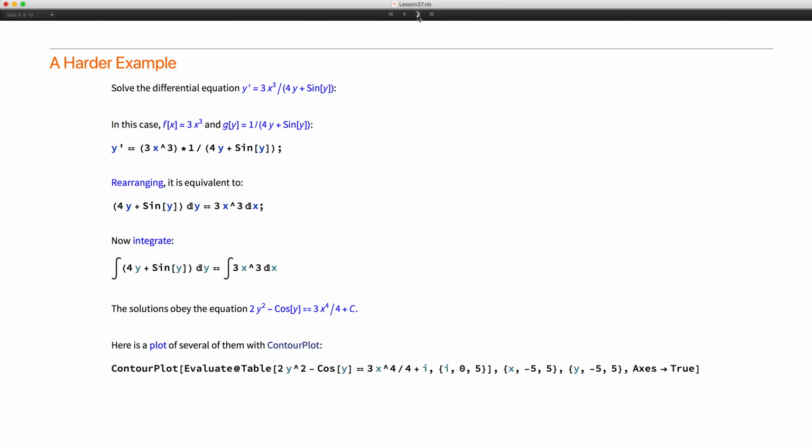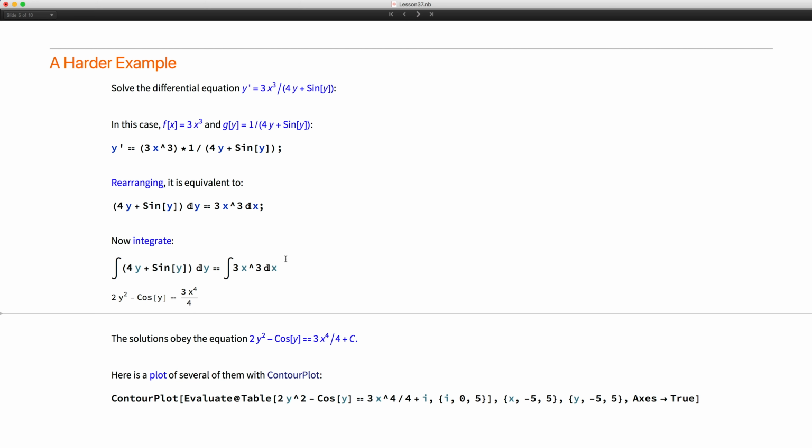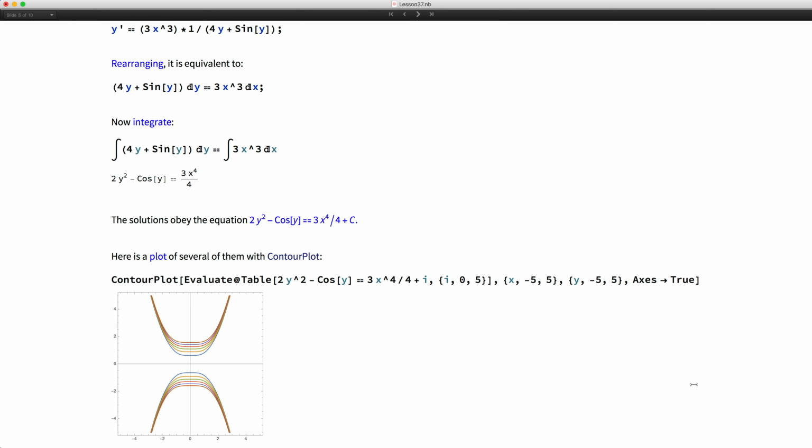Okay, so on to a slightly harder example where you have y prime equal to 3x cubed over 4y plus sine y. In this case, f is just the numerator, and for g, you can take 1 over the denominator. So that's the differential equation. And then you separate the variables, rearrange, integrate both the sides separately, and now you see that the solution is going to be 2y squared minus cosine y equal to 3x to the power 4 over 4 plus c. And here is a plot of the solution with ContourPlot.